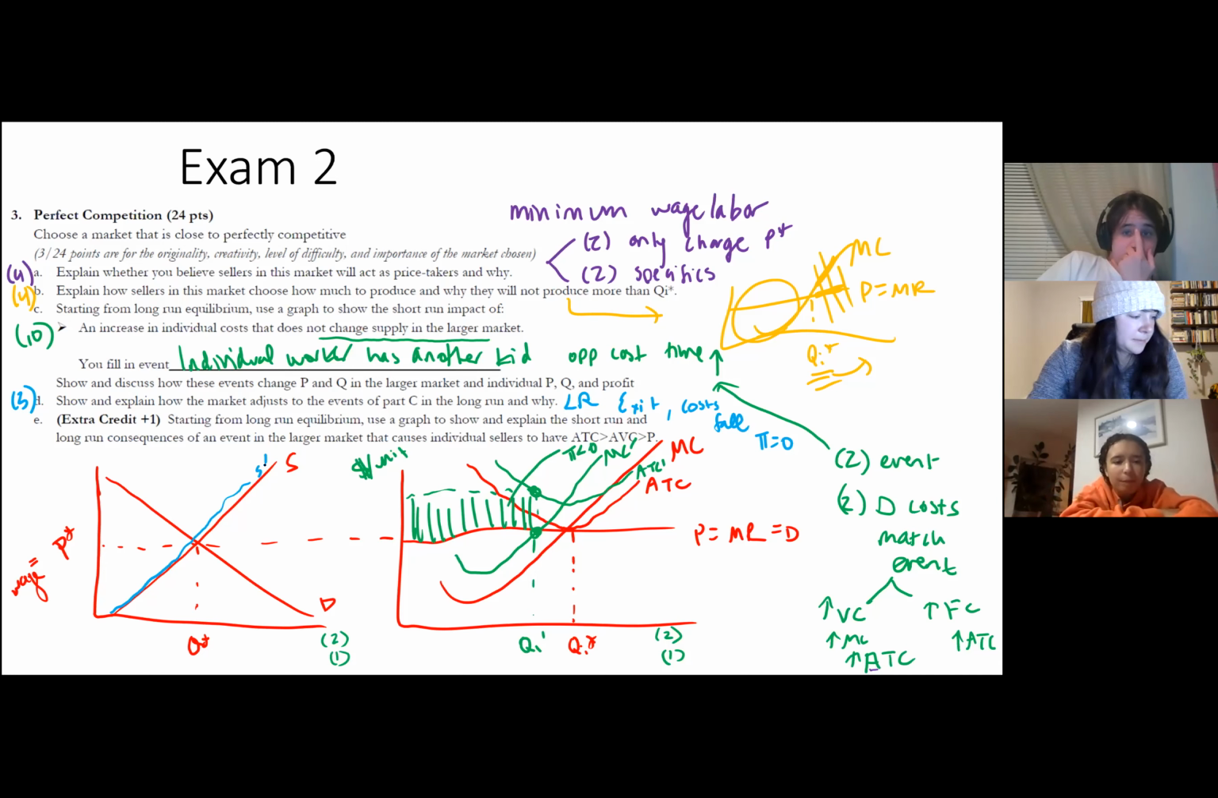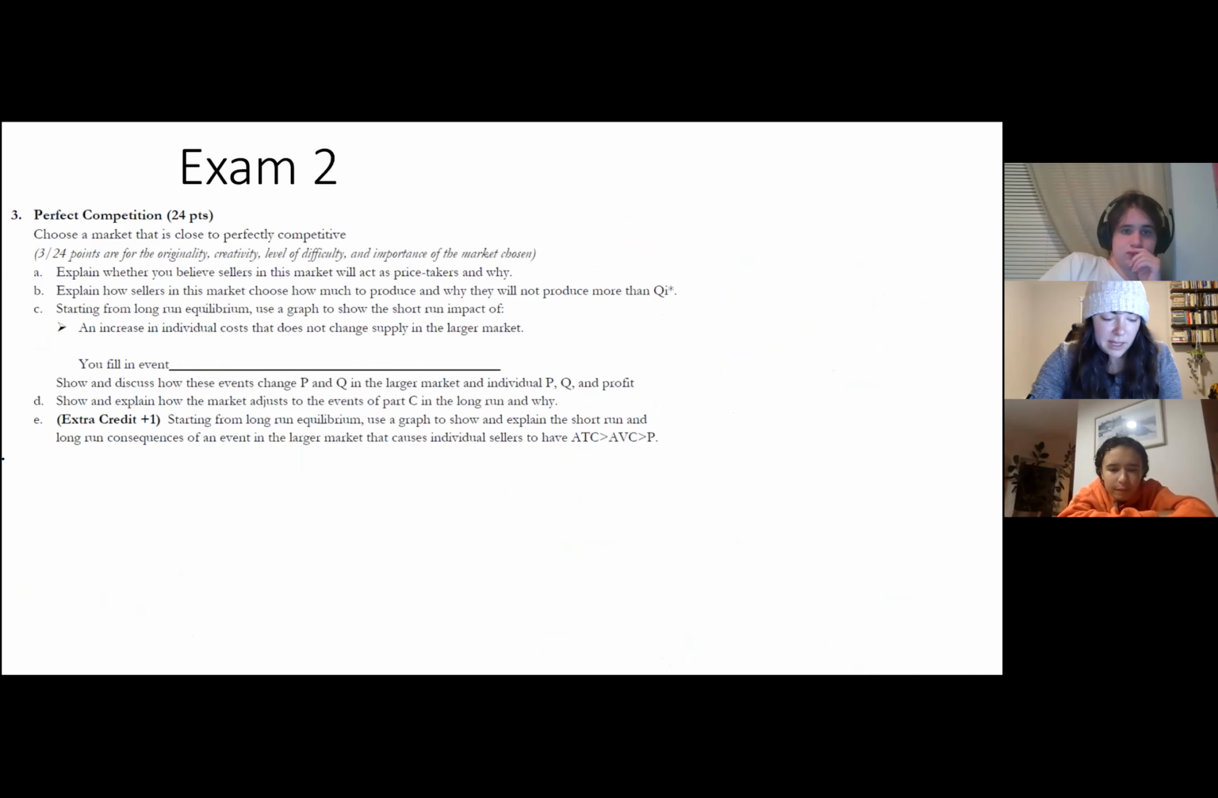Okay. So in the long run in Part D, their profit is negative. So the individual is going to exit if that change in their cost is permanent. But because they're just a tiny drop in a giant ocean, there's going to be minimal impact on the larger one. But if you did the thing where you're like, Professor Meredith said the long run always goes back to zero profit, and you showed that, you got 2 out of the 3 points. We can talk about the extra credit.